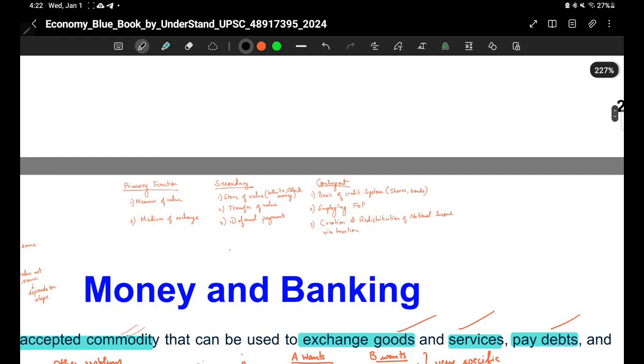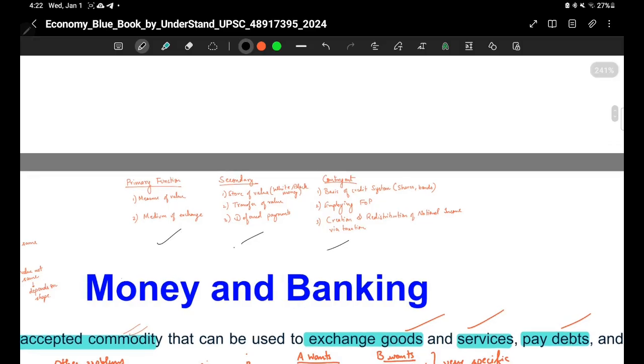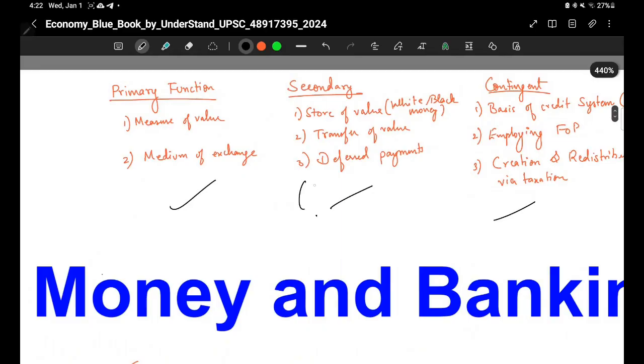Okay, this is how the functions of money are divided. It's given in NCERT and it can come in prelims also. What is the primary function, what is the secondary function, contingent function. So you should be able to tell this. How to remember secondary functions? You can remember it as STD. And don't get confused with measure of value and medium of exchange. Don't put them over here.